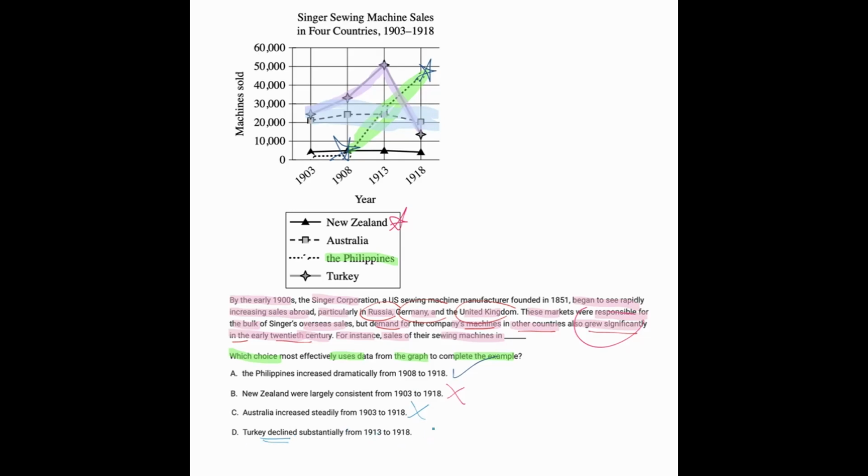And D, sales in Turkey declined. Well, if they declined, it's not really going to support the point that they grew significantly, so we don't have to look at the data. So the answer here is A.